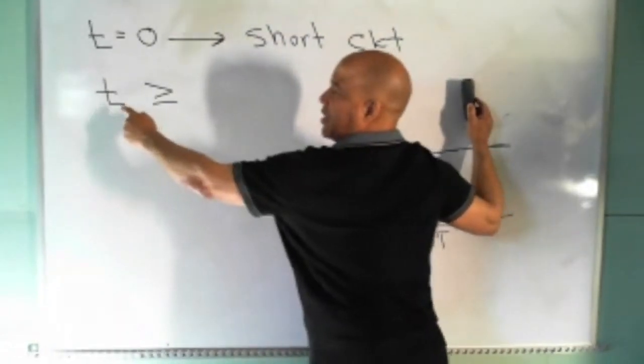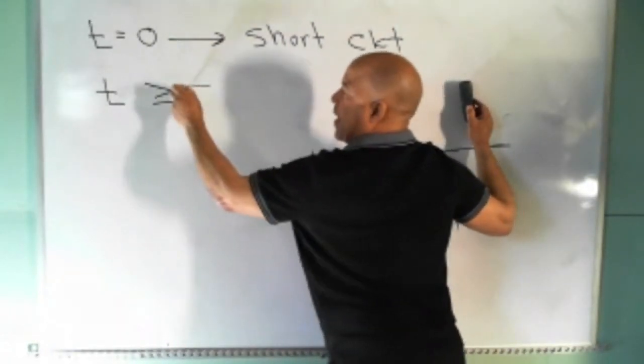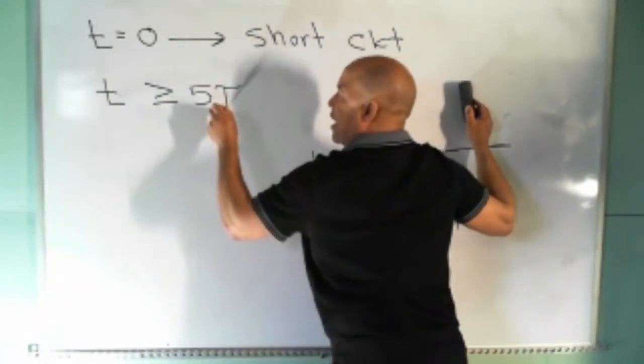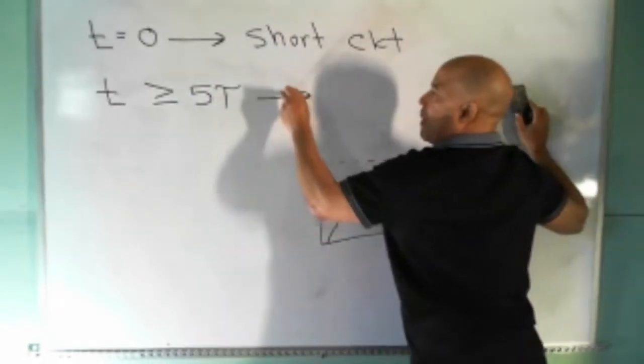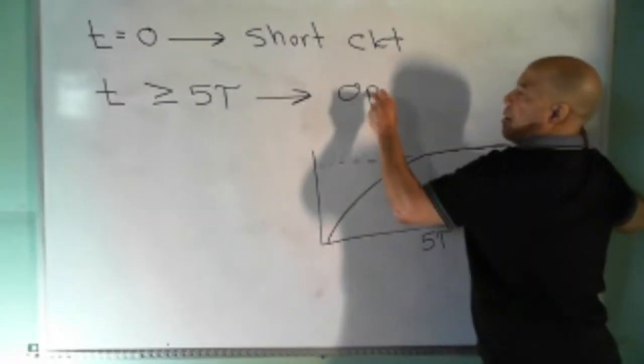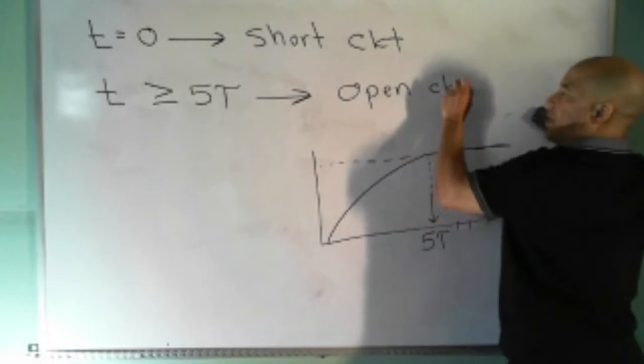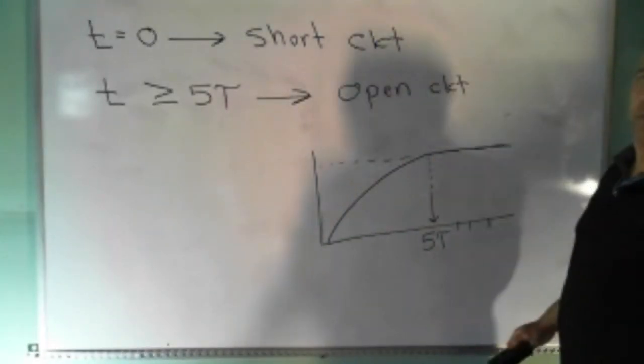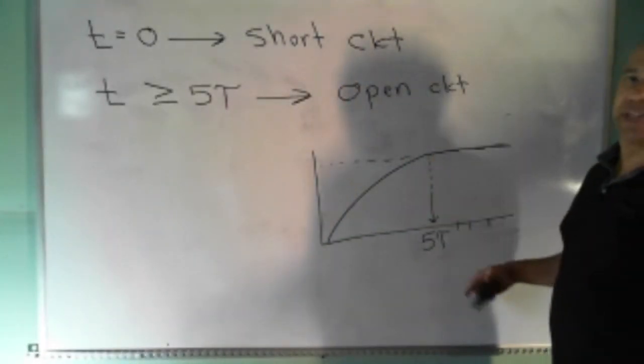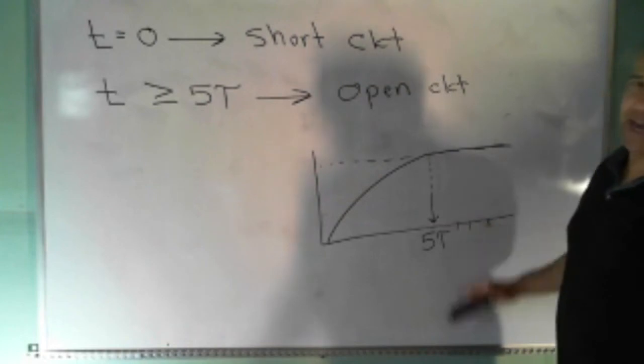I'm going to say at t greater than or equal to 5 time constants, the capacitor is going to act like an open circuit. Write this down. If you're taking notes, write this down.